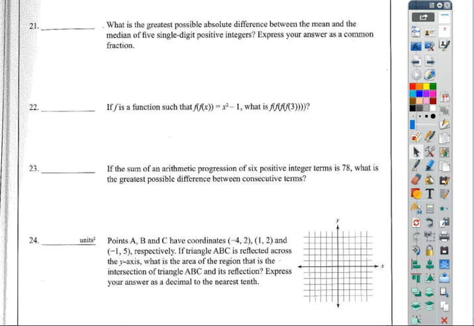All right, so we have single-digit integers, and we want the biggest difference between the mean and the median. So we have two ways to look at it. We can do 1, 1, 1, 9, 9, or 1, 1, 9, 9, 9. The reason we're looking at those two options is because we want the largest difference between the median and mean, and that means we need to separate them, right? So let's go ahead and try both of them, and let's see what we get.